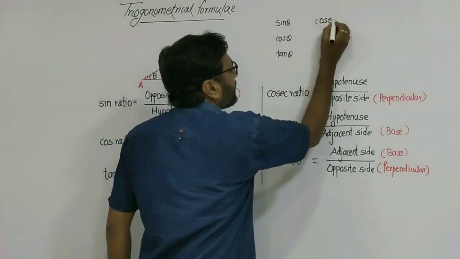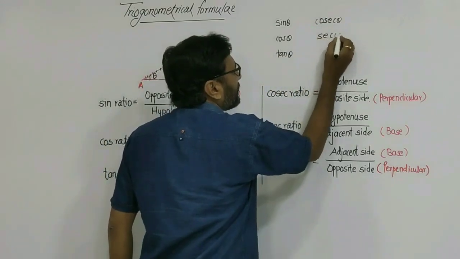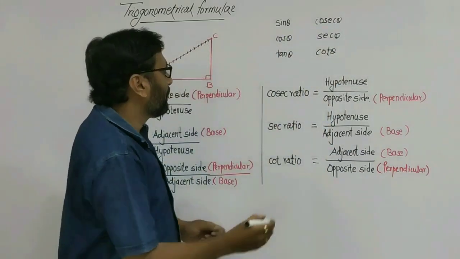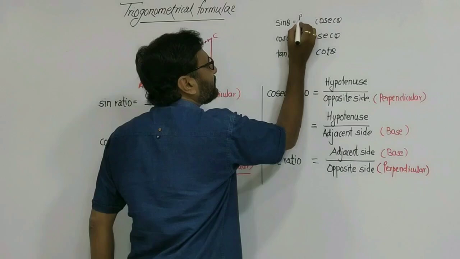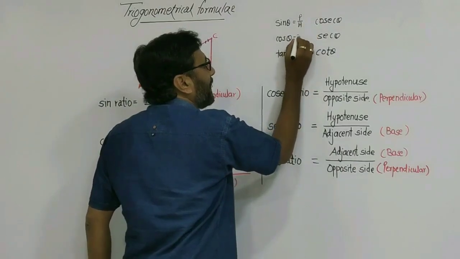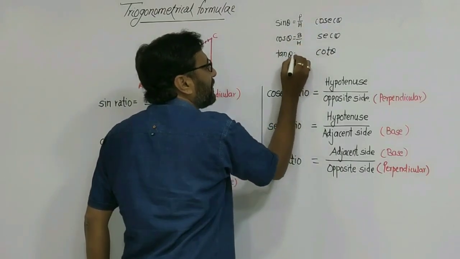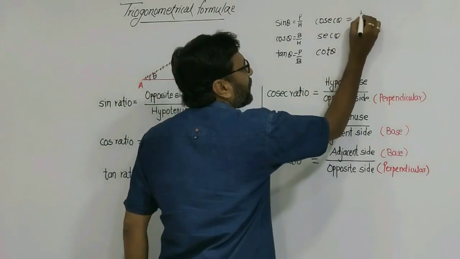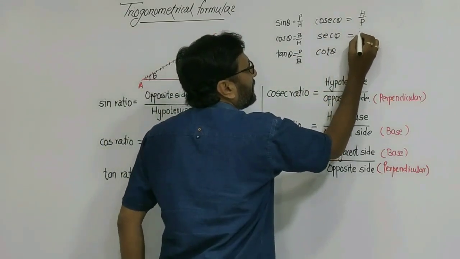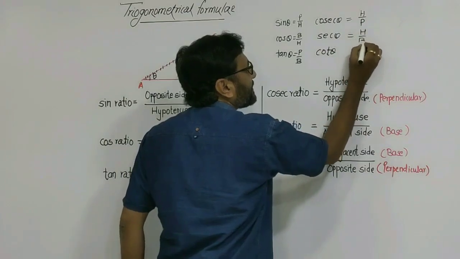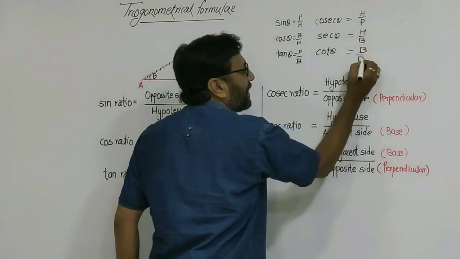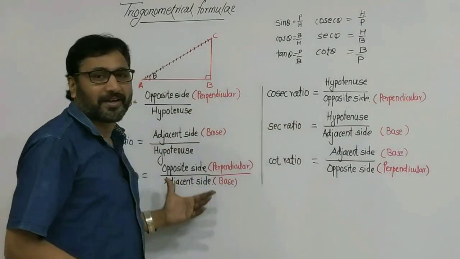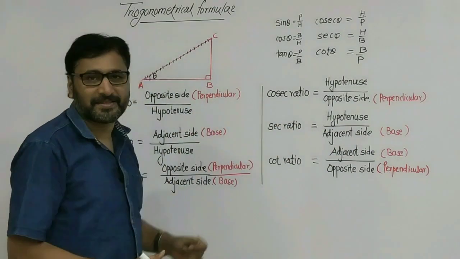If you remember these three words, students, sine, cos, tan, cosec, sec, cot, you will be able to remember all those formulae. Perpendicular upon hypotenuse, base upon hypotenuse, perpendicular upon base, hypotenuse upon perpendicular, hypotenuse upon base, base upon perpendicular. These are the very important ratios of acute angles.